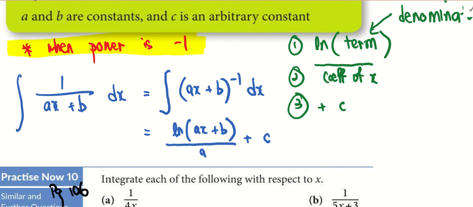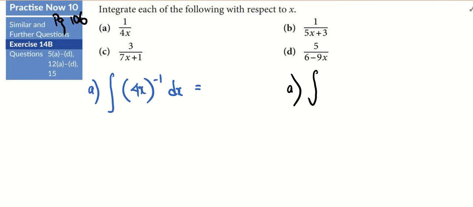What? Still got power? No more power already. Okay, so for part A, I write the whole denominator as a numerator, so I write it as a power of -1. So what is step number 1? The power is -1, right? Plus 1 is 0. I cannot divide by 0. So I need to ln the bracket term. So I ln, what's the bracket term? 4x. Over what? Over the coefficient of the bracket term, in this case is 4. And plus c. Agree? Okay.